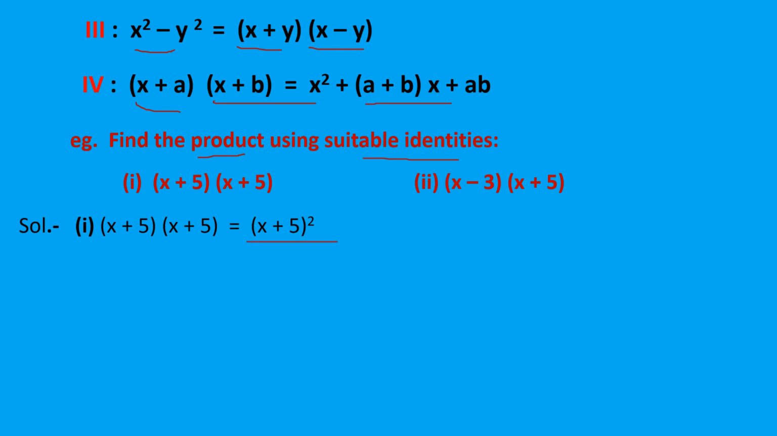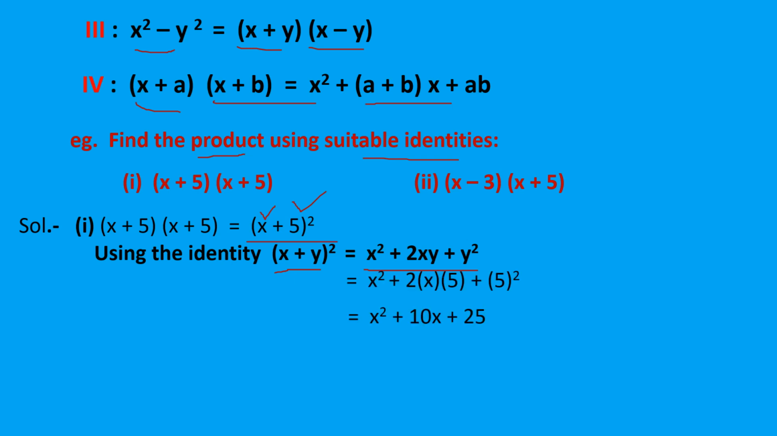Now x plus 5 whole square means x plus y whole square. So we will use the identity x plus y whole square is equals to x square plus 2xy plus y square, right? Here x is x only and y is 5. So when we will apply, we will get x square. X square means x square only. 2. So we have here 2 x. We have x only, and y. Value of y is 5.